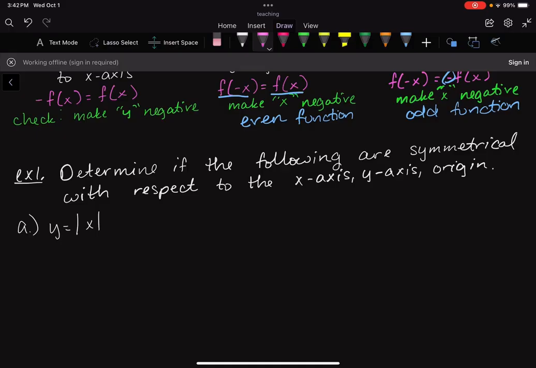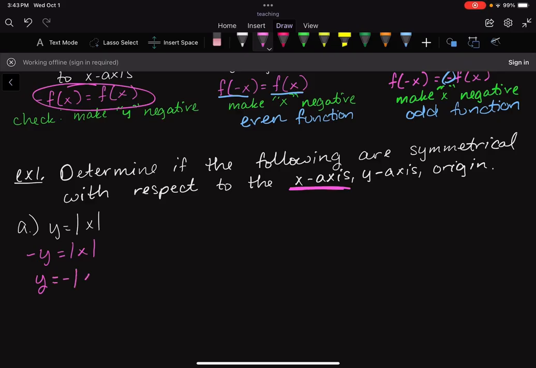To see if something is symmetrical about the x-axis, I'll do that one in pink. What we're going to do to test that is make our y value negative. So I would do negative y equals absolute value of x. And what I'm hoping to see is that if I simplify this, it would be the same as my original, or I would see basically this property happen. So same as my original.